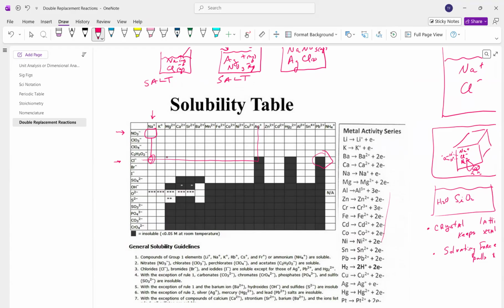And then the other one was a nitrate, barium nitrate. So nitrate's at the top, barium's here. So the barium nitrate is white. Now, sometimes you get two blacks or two whites or a combination. It just depends what you're dumping together and whether the solvating or crystal lattice force is stronger with one or the other.